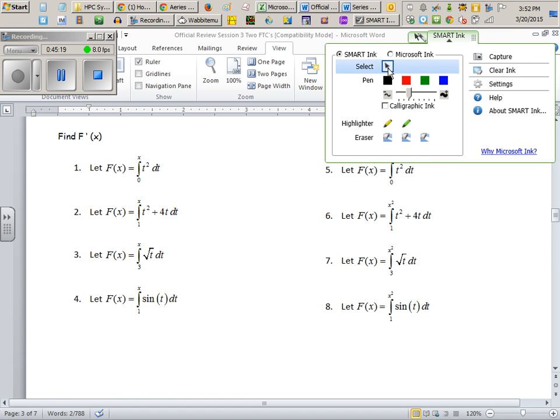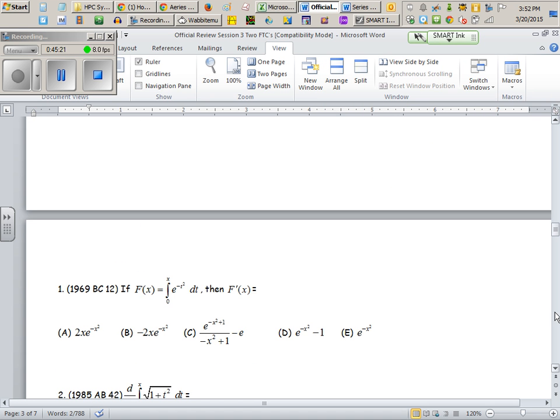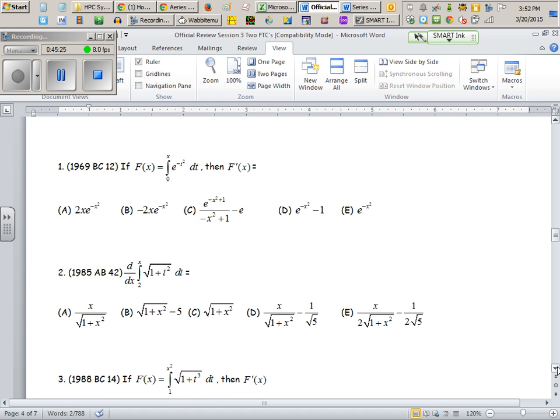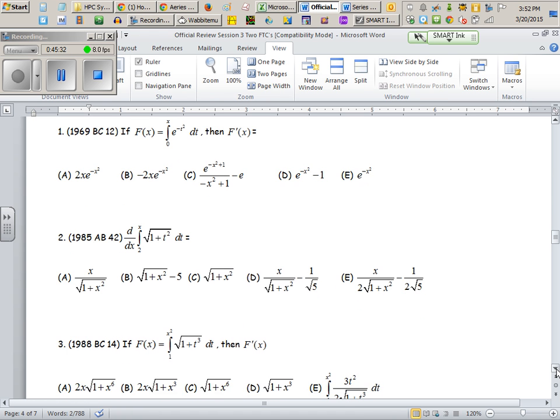Let's go to the next problem set. These are real test questions, and you can see they're easier than the one I just created. But they're so good at writing distractors, you almost feel like you're doing them wrong because they're so easy. You'll be tempted to second guess yourself. So let's look at 1969 BC 12. Don't second guess it, you already know how to do it.